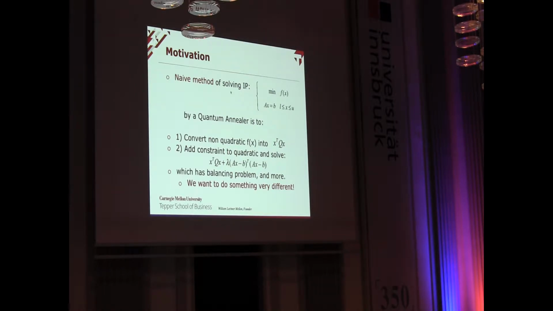As you know, a naive version of solving nonlinear integer optimization problems is solving this: minimize f of x, subject to Ax equal to b. F of x can be any type of problem, quadratic or polynomial or even radicals or every shape. The naive version is to convert the non-quadratic f of x to a quadratic one, which needs extra variables, and then add the constraint to the quadratic part and solve this one, which is not a really good idea. We want to come up with something else.